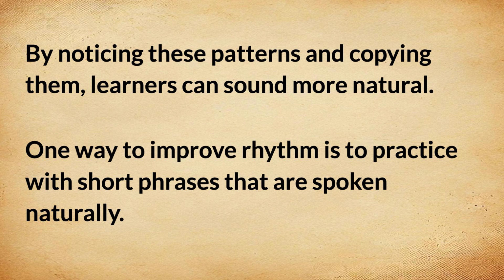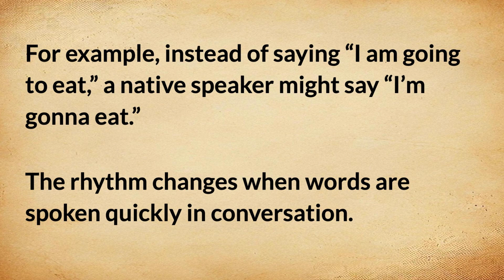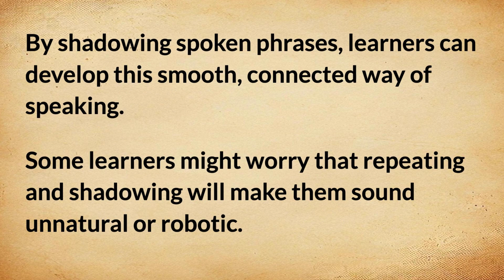By noticing these patterns and copying them, learners can sound more natural. One way to improve rhythm is to practice with short phrases that are spoken naturally. For example, instead of saying, "I am going to eat," a native speaker might say, "I'm gonna eat." The rhythm changes when words are spoken quickly in conversation. By shadowing spoken phrases, learners can develop this smooth, connected way of speaking.